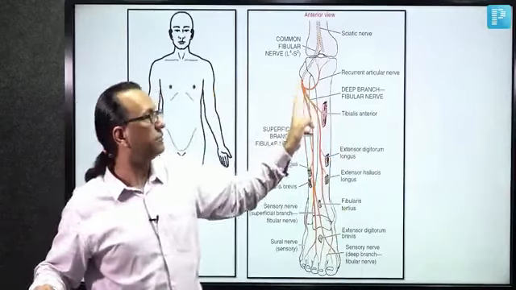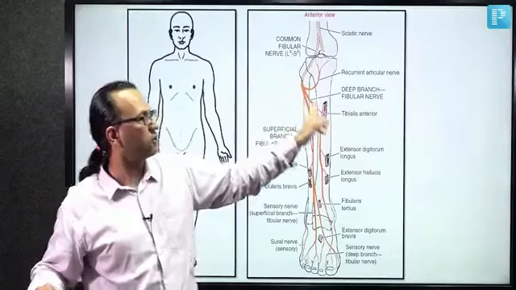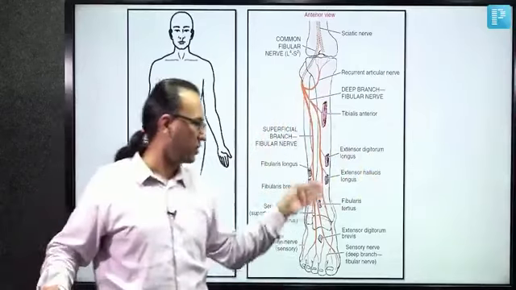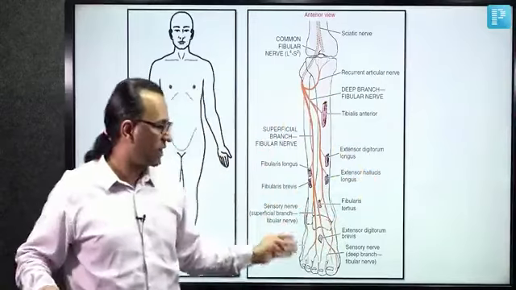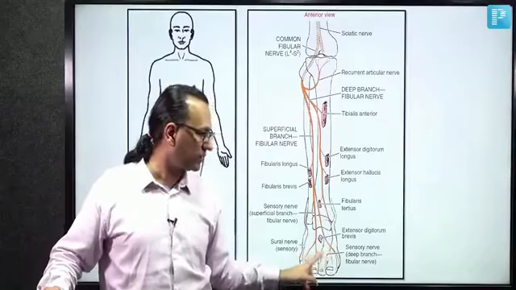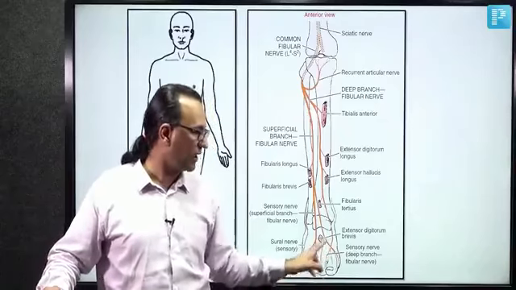But then, if there is injury of common peroneal nerve, there will not only be foot drop, loss of dorsiflexion, there is also loss of the foot eversion and sensory loss on the dorsum of the foot. Remember, most of the skin on the dorsum of the foot is supplied by superficial peroneal nerve, except the dorsum of the first web space, which is supplied by deep peroneal nerve, which is also called anterior tibial nerve.